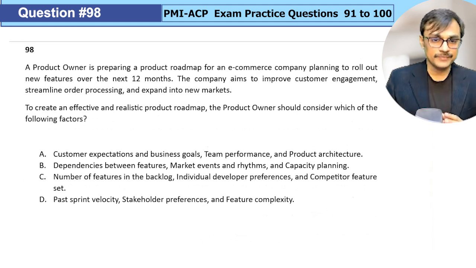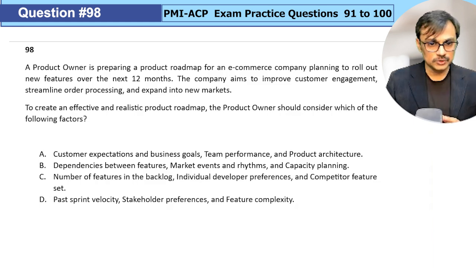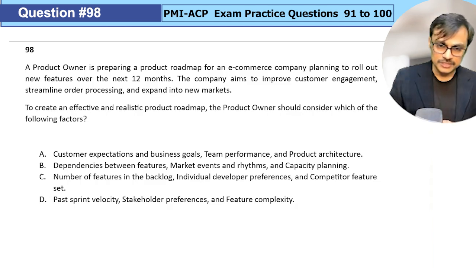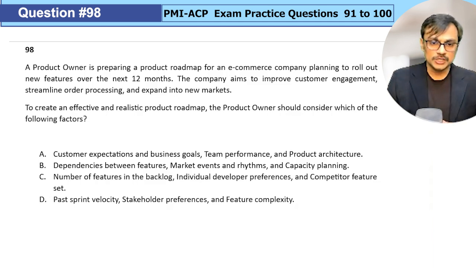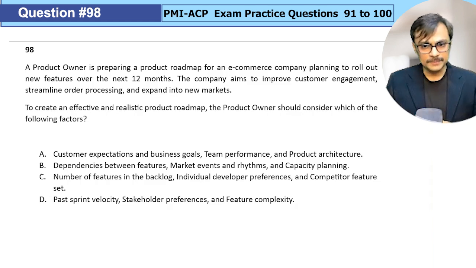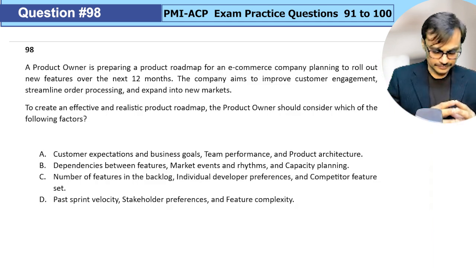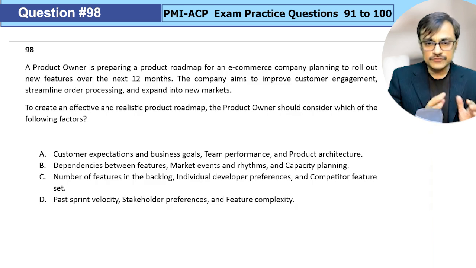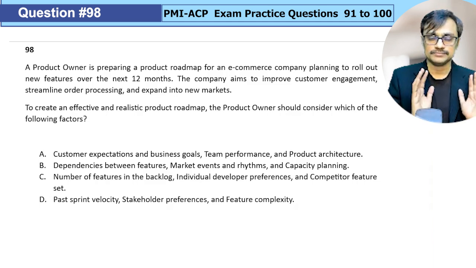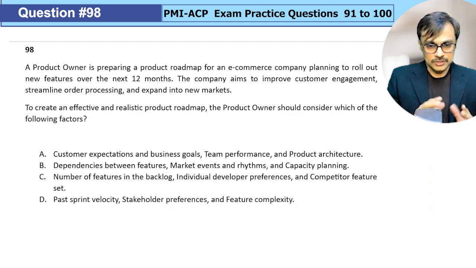Question number 98. A product owner is preparing a product roadmap for an e-commerce company planning to roll out new features over the next 12 months. The company aims to improve customer engagement, streamline order processing, and expand into new markets. To create an effective, realistic product roadmap, the product owner should consider which of the following factors. In simple words, this question is asking, what are the inputs or factors that can be used when you are preparing a product roadmap? That's it.